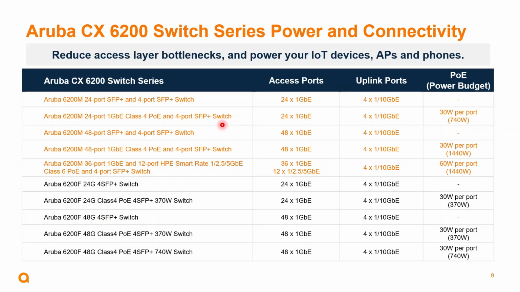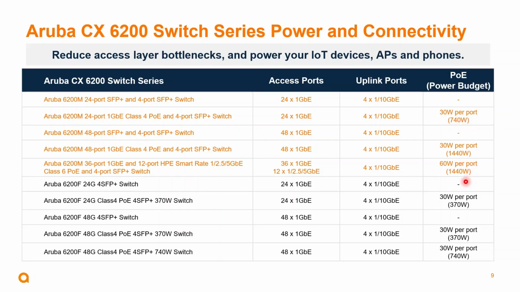The industry standard IEEE 802.3bt high power PoE supports Class 6 and provides up to 60 watts to support the latest IoT devices and APs. The PoE support for IEEE 802.3at power over Ethernet provides up to 30 watts per port, as well as any IEEE 802.3af compliant end devices.